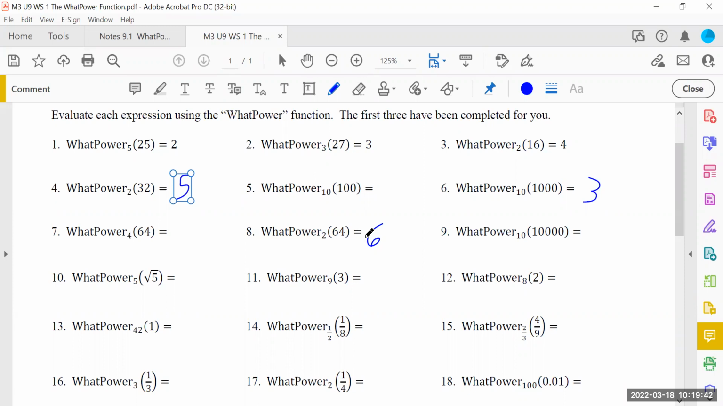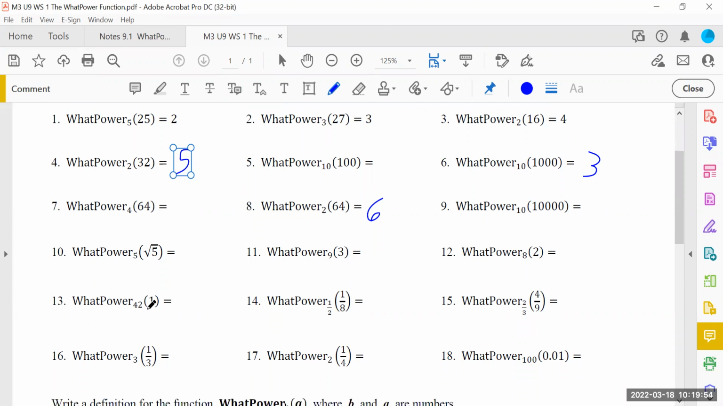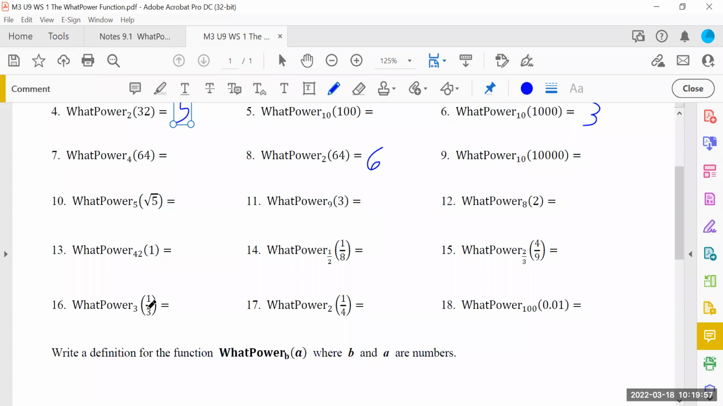Now we're going to get into some interesting ones. Maybe we need discussion time for this one. Number 10, what power of 5 is the square root of 5? Check with each other if you need to. How do I write that square root? All right, number 10, what power of 5 is the square root of 5? Dom, did you get an answer for that one? 1/2.